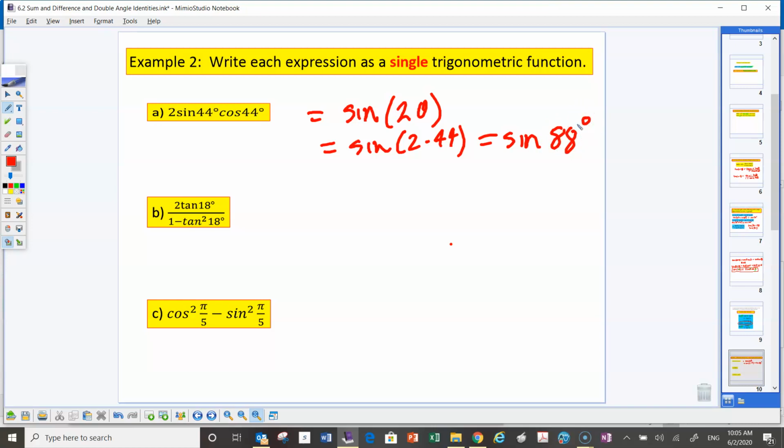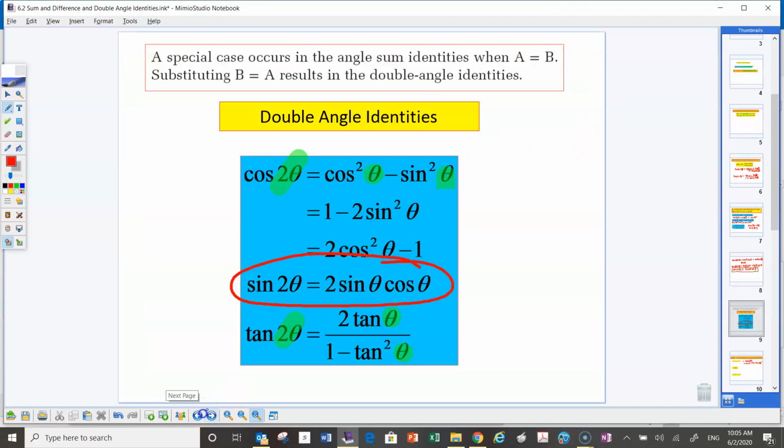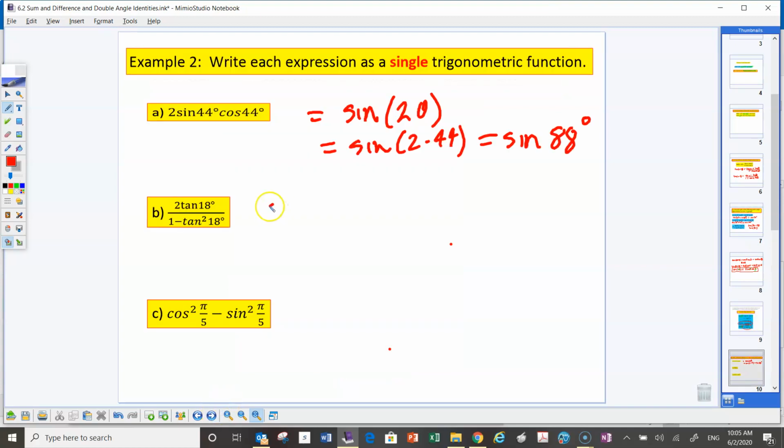If we take a look at the next one, 2 tan 18 minus tan squared of 18, that's the double angle identity for tangent. So this would be the tangent of 2 times whatever the angle is in the expanded form, which is 18. So this would be the tan of 36.